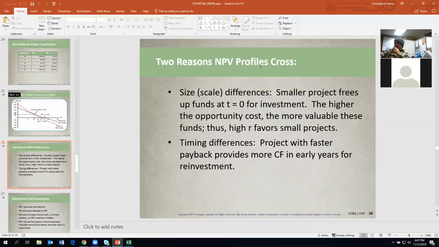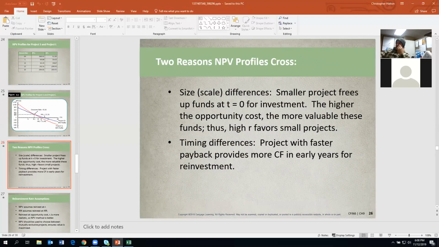Two reasons net present value profiles cross. One is scaling differences. A smaller project frees up funds at t equals 0 for the investment. The higher the opportunity cost, the more valuable these funds. Thus, R favors small projects. So the higher the opportunity cost, the more valuable those funds. That's saying smaller projects have a lower opportunity cost, everything else equal.